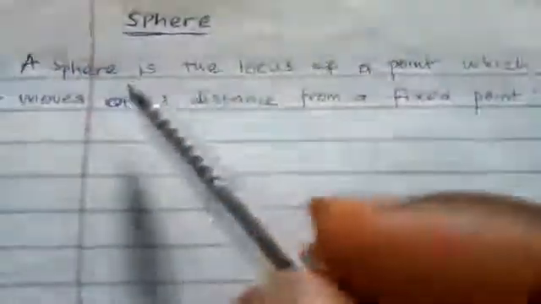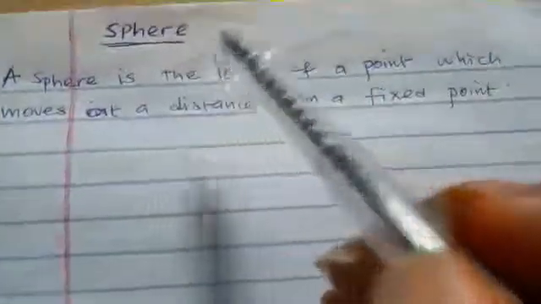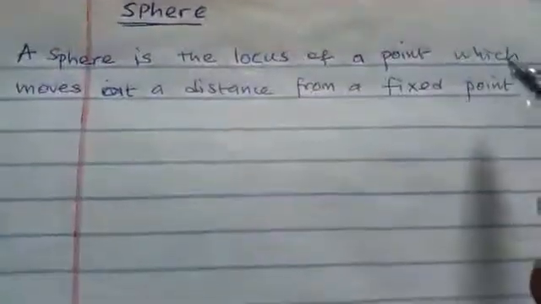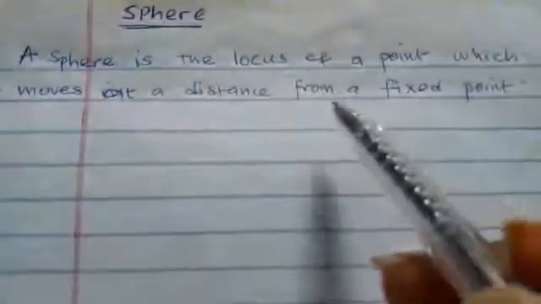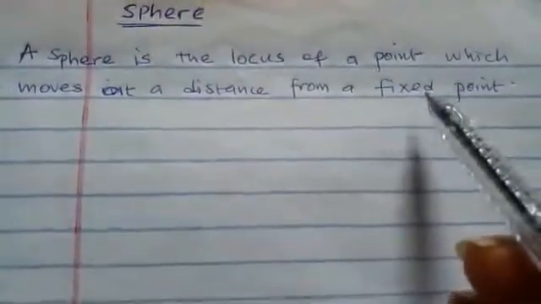Today we shall consider the concept of sphere in three-dimensional analytical geometry. First of all, let's define what a sphere is. So we have it here. We say that a sphere is the locus of a point which moves at a distance from a fixed point.